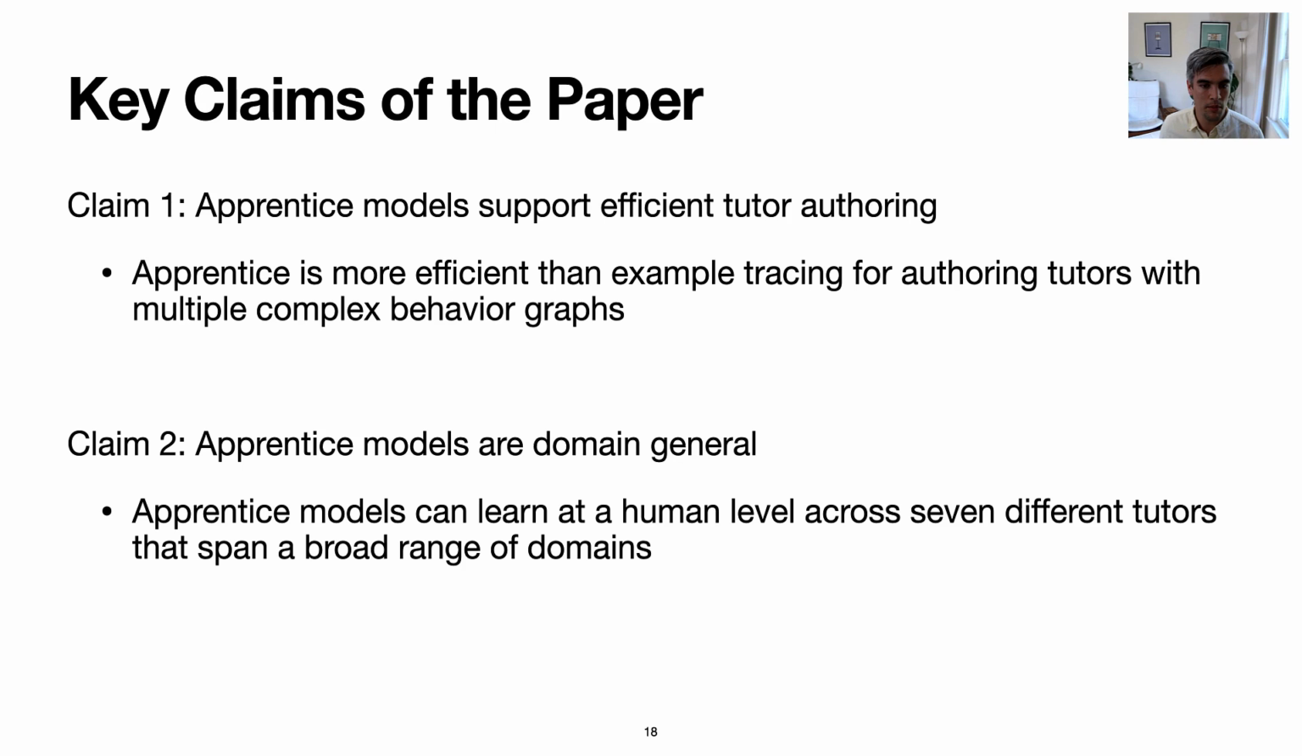Our second claim is that Apprentice models are domain general. To support this claim, we showed that Apprentice models can learn at a human level across 7 different tutors spanning a broad range of domains such as math, language, and engineering. In conclusion, we believe that these are some very exciting results.